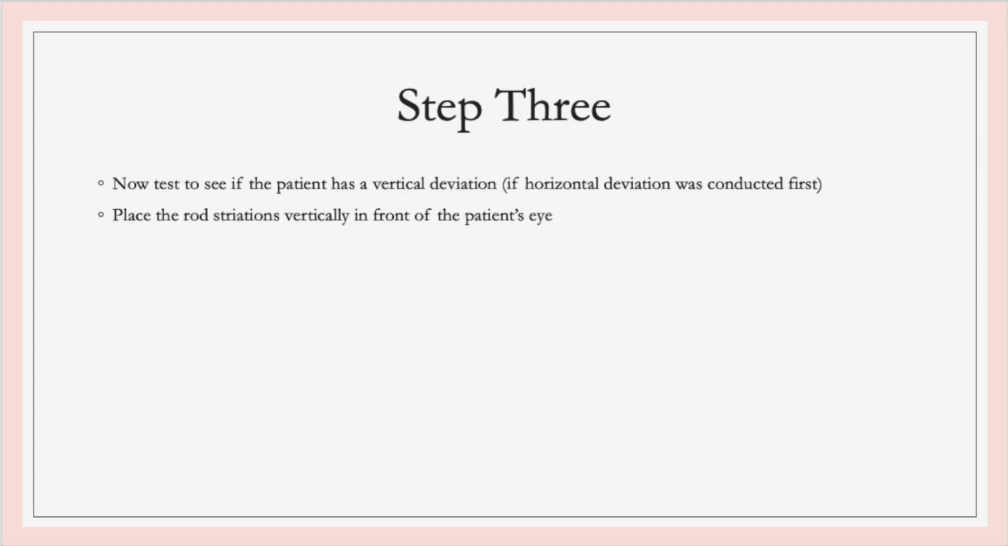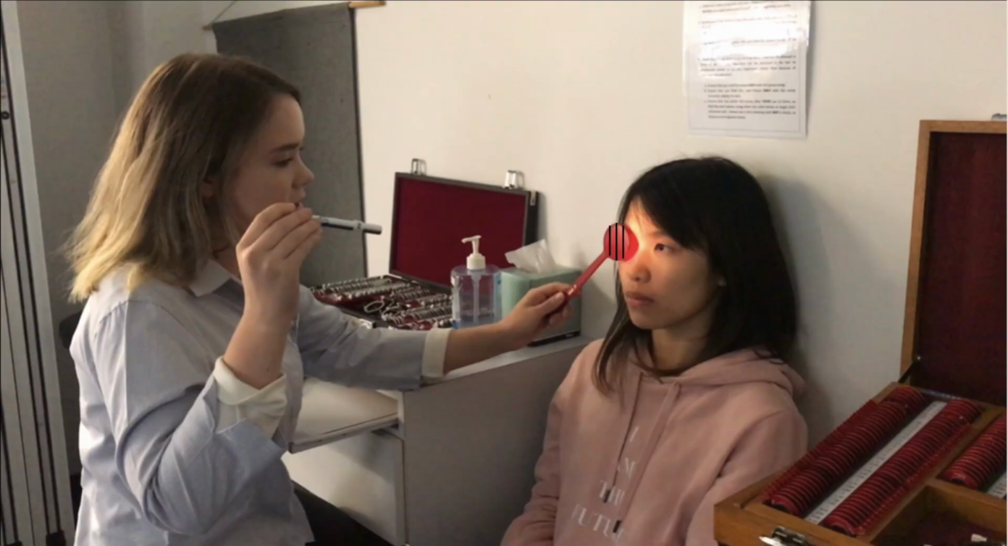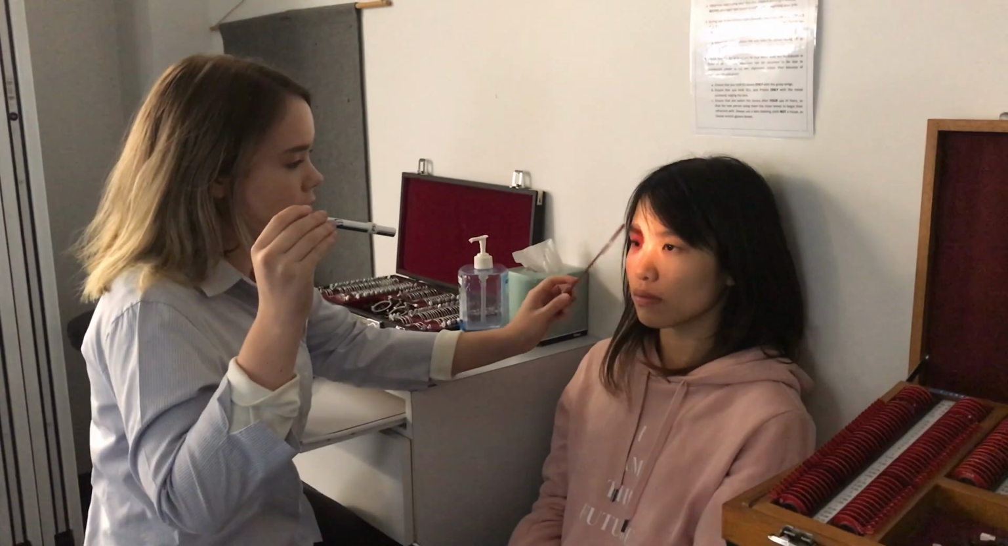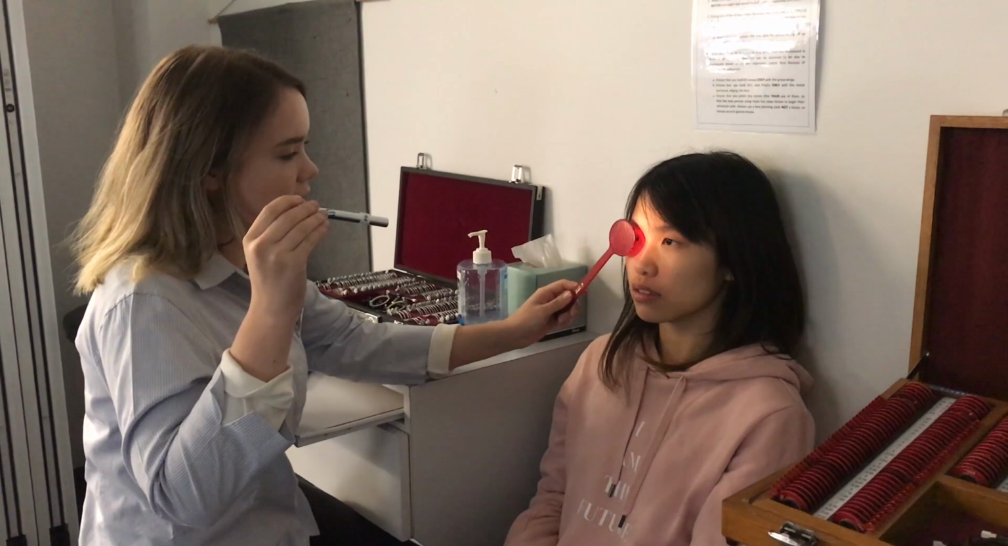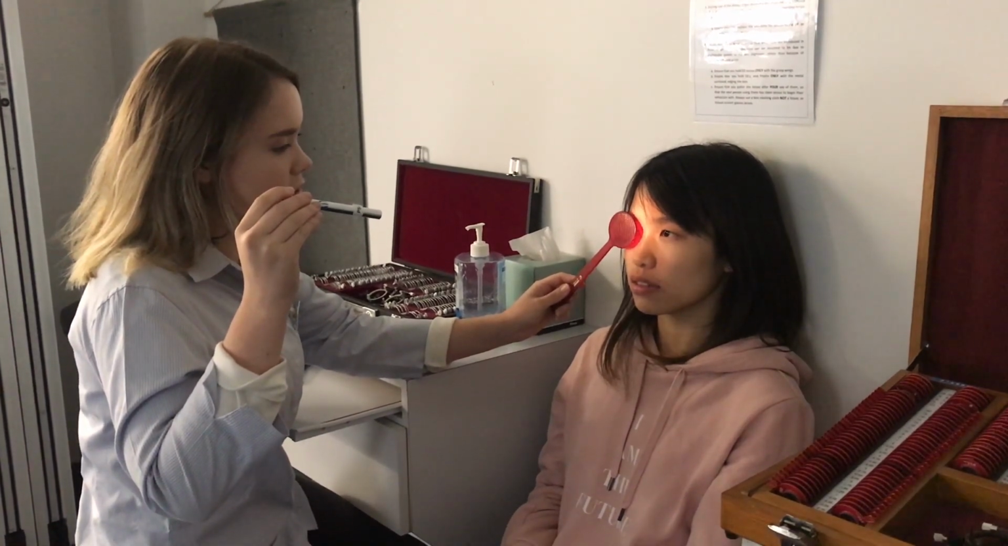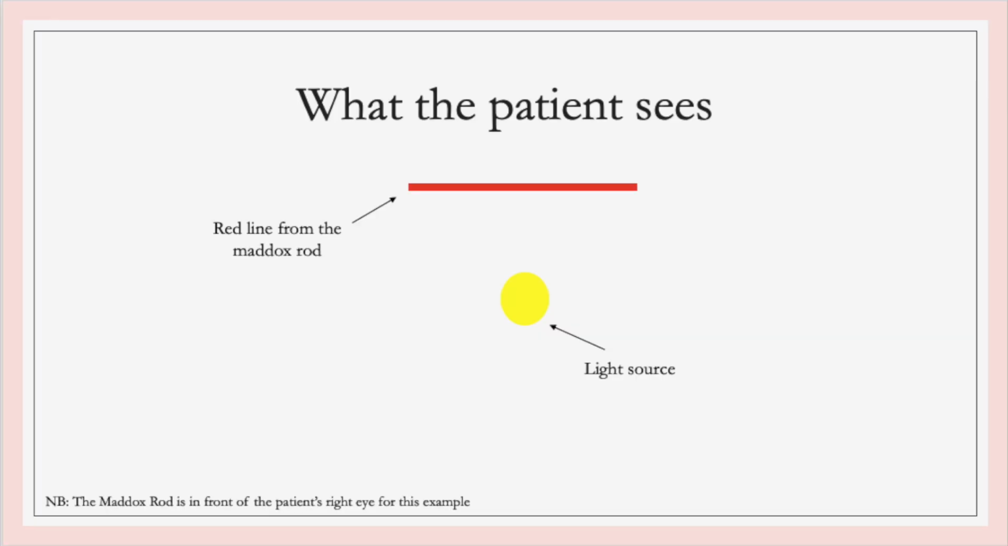Now we are going to measure the vertical deviation. With the vertical deviation, the Maddox rod is going to be placed with the striations positioned vertically. Similar to determining the horizontal deviation, we are going to simply ask the patient the same instructions. Alright, and where do you see that line now in relation to the light? It's on the top now. It's on the top? Yep. In this example, the patient indicates that the red line is above the torch. This means that the patient's image is situated higher and thus the patient has a hypodeviation.